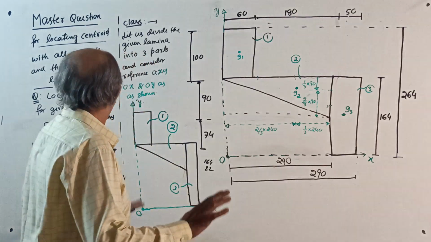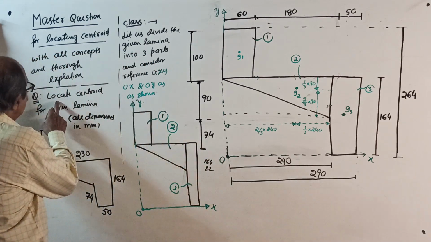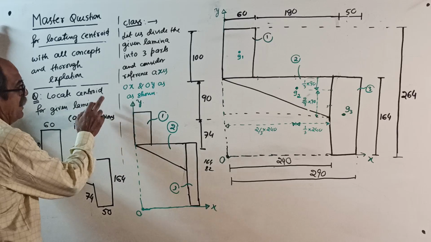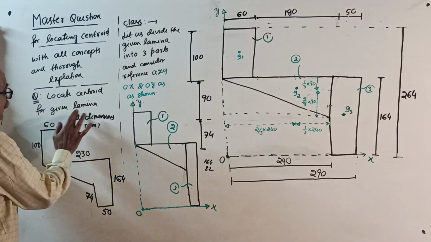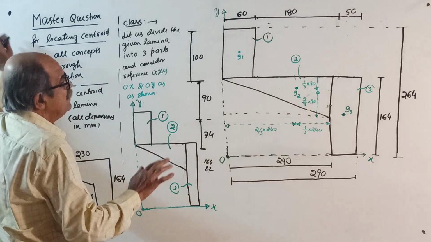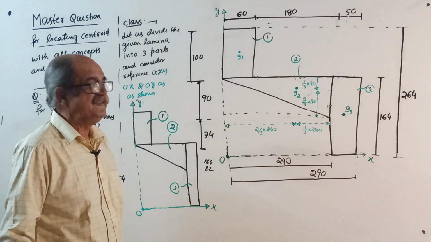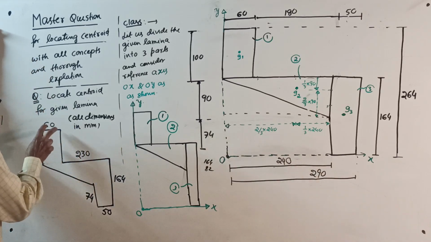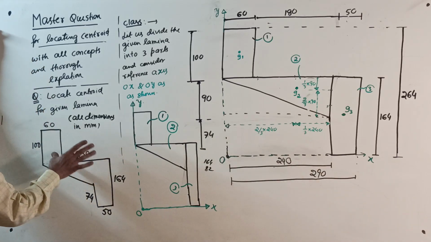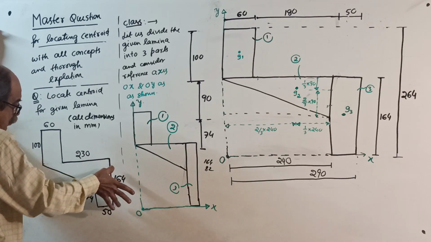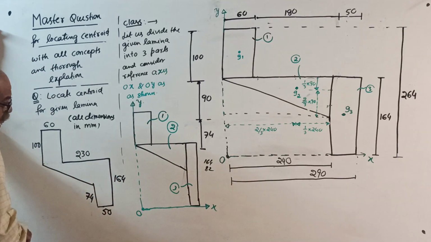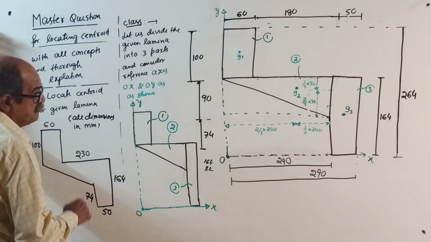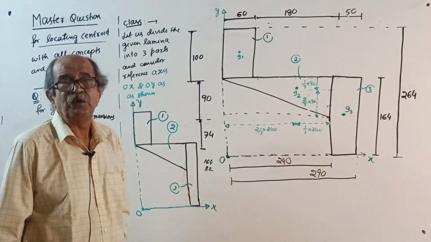Okay, now start. Question: locate the centroid for the given lamina. All dimensions are in millimeter. I won't waste time writing millimeter every time. This is the lamina given: 60, 100, 230, 164, 50, 74. Somebody may ask, why 164? There is a reason for 164. I will tell you what the reason is.